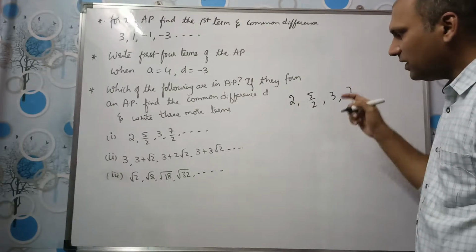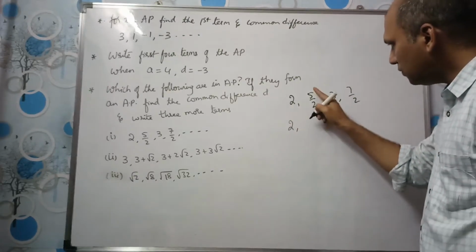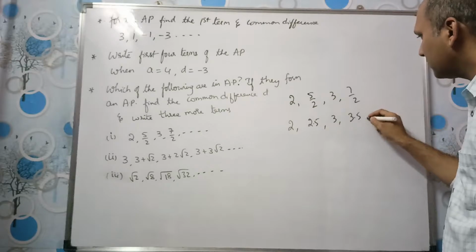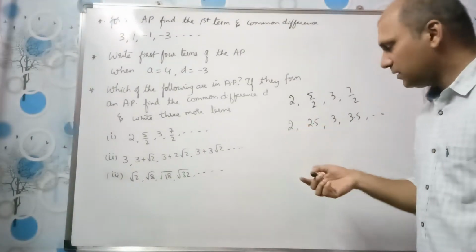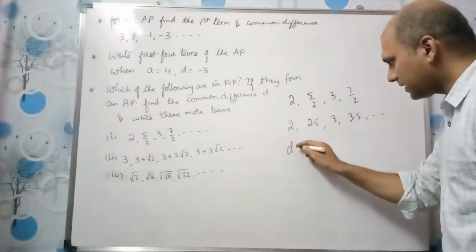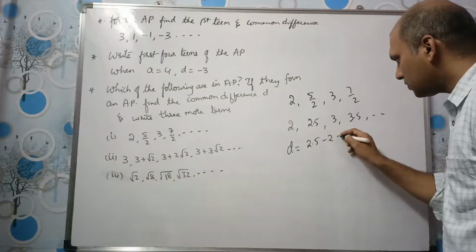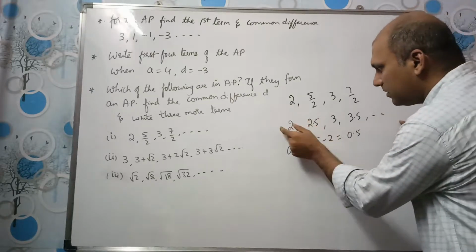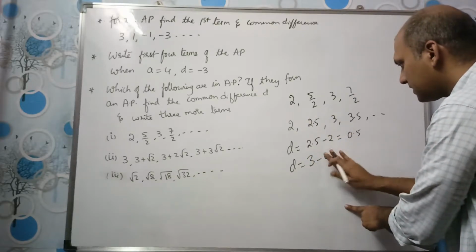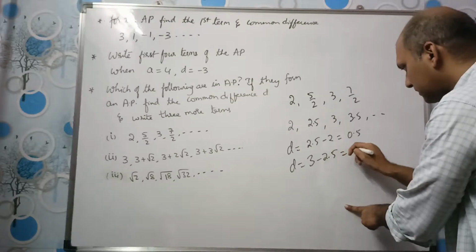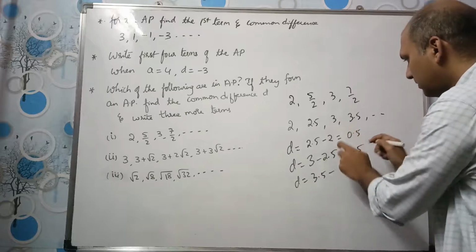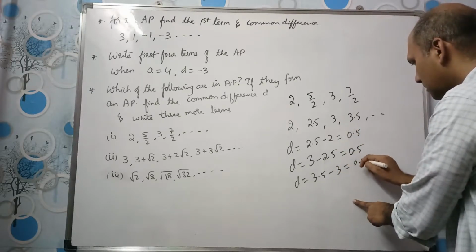See, one easy method is, 5 by 2 is 2.5, right? Half of 5. This is 3, this is 3.5. Now it is looking like an AP, right? So this is the first term, second term, third term, fourth term. Let us check. 2.5 minus 2 is 0.5, second term minus first term. Third term minus second term, 3 minus 2.5, this is also 0.5. Now fourth term minus third term, 3.5 minus 3, is also 0.5.